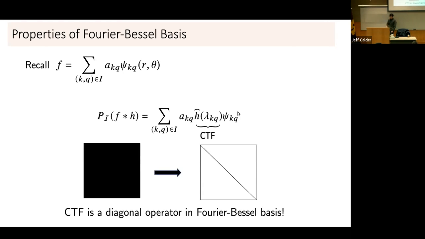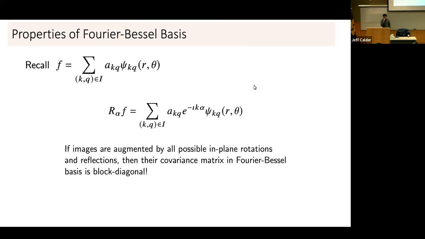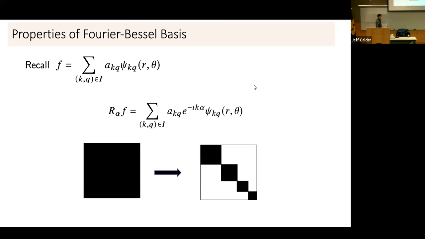What's more important is that it's steerable. That means if you want to rotate the image in real space, you only need to do a phase modulation in that basis. It turns out that if all the images are augmented by all possible in-plane rotations and reflections, the covariance matrix is block diagonal. This also reduces space complexity. Usually you have hundreds of diagonal blocks.